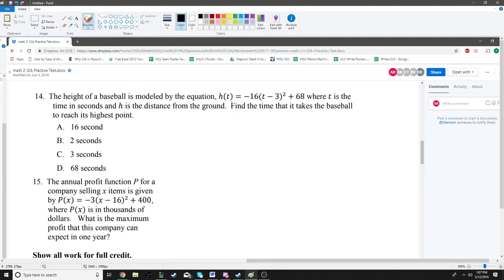The height of the baseball is modeled by this equation. Find the time it takes the basketball to reach its highest point. So this equation is in vertex form, and it tells you the vertex is 3, 68. Your vertex is where the maximum happens, so your answer is just 3 seconds.